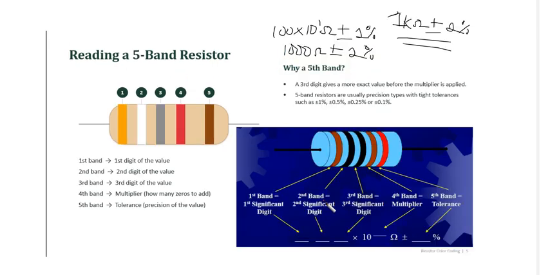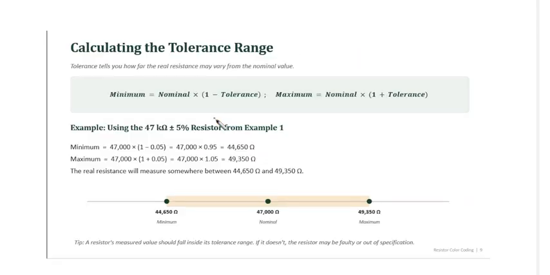Now, how do we calculate the tolerance range of a resistor? Tolerance tells you how far the real resistance may vary from the nominal value. So what now is the nominal value? Let's first of all explain what this nominal value is. The nominal value is the actual value calculated from the color bands.